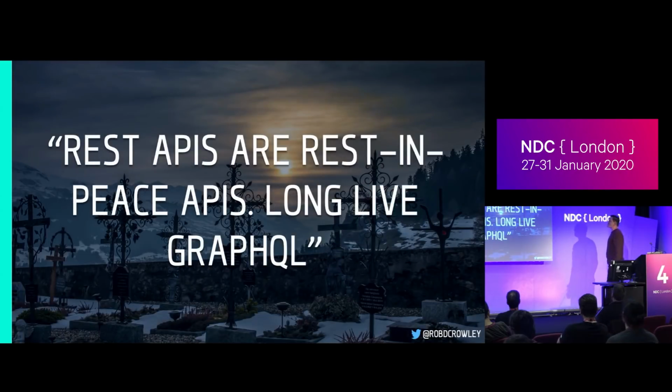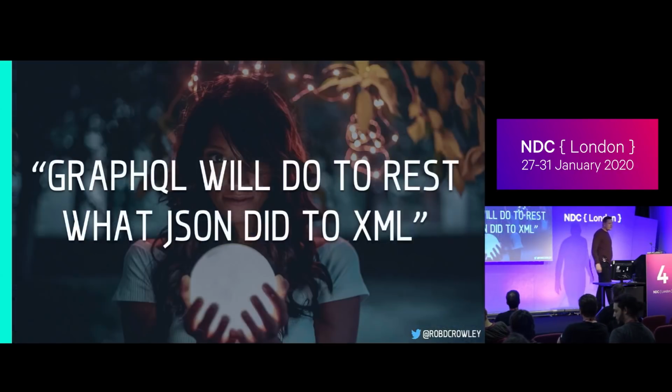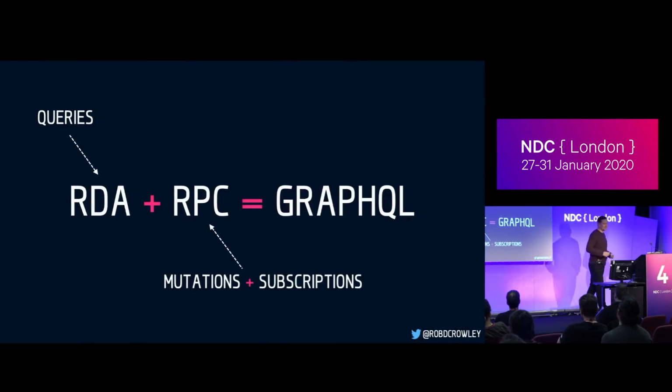So first of all, let's go back to this article that I referenced in the first couple of slides that declared REST APIs are rest in peace APIs. Long live GraphQL. So clearly the author here saw no more value in REST APIs. And we have another article at the same time that said GraphQL would do to REST what JSON did to XML. Is it really that clear cut?